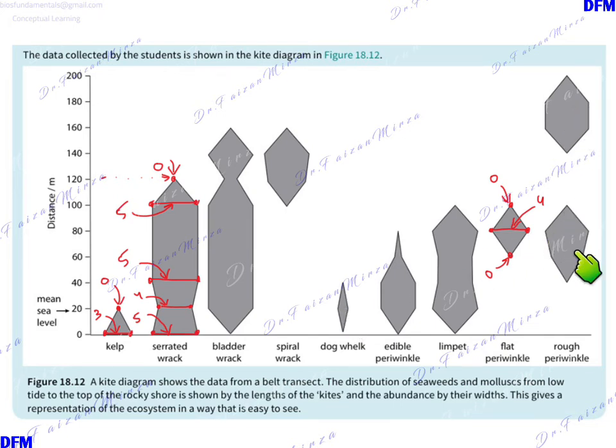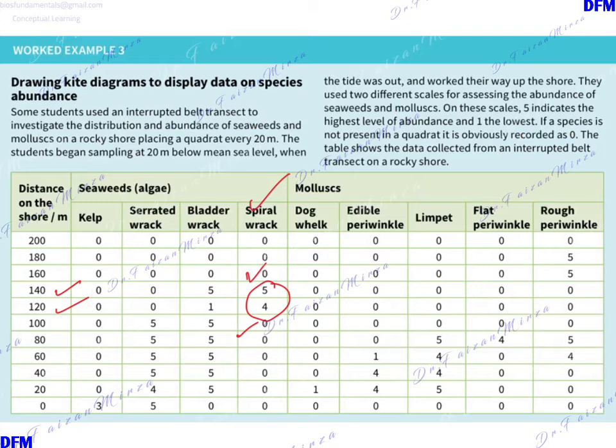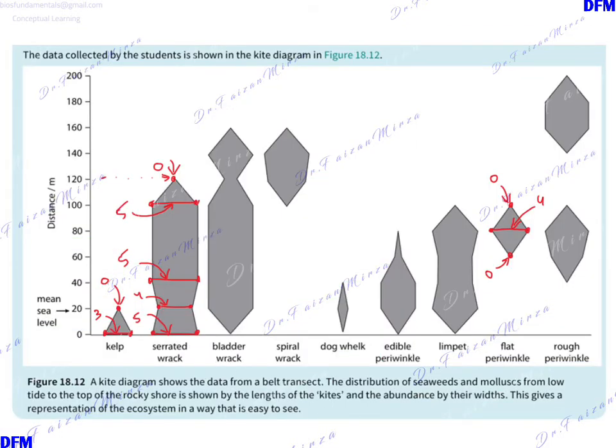So for example, rough periwinkle is showing you abundance at 2 points in this data in which the transects were tied. So you can see that it's abundant here, it's abundant here, and in between in these regions it's just absent. So this is how the kite diagram is used. A kite diagram is basically just a bar chart, but in this bar chart we are representing the width of the bars with the abundance, and we need to make sure that we place gaps in between, because this is not continuous data here.